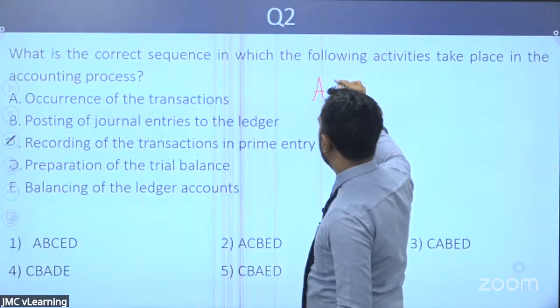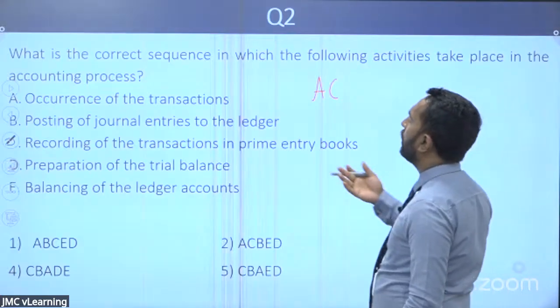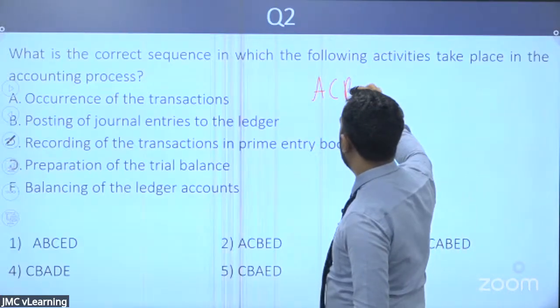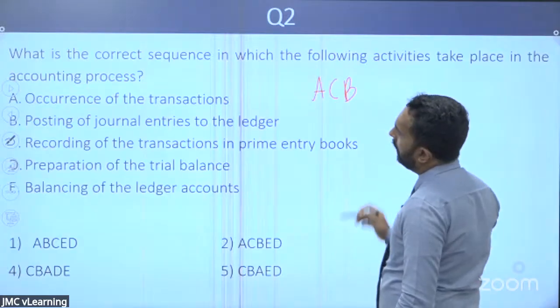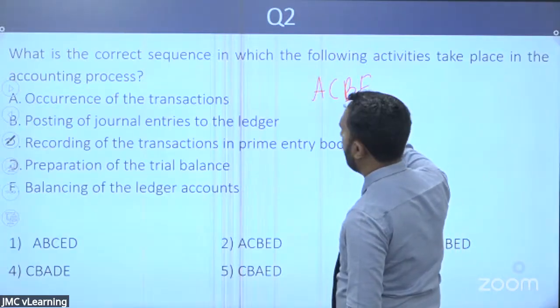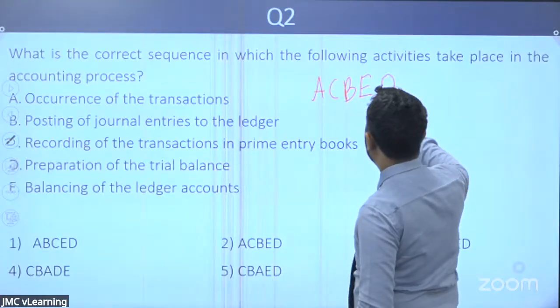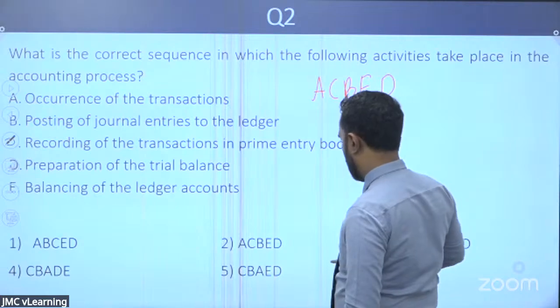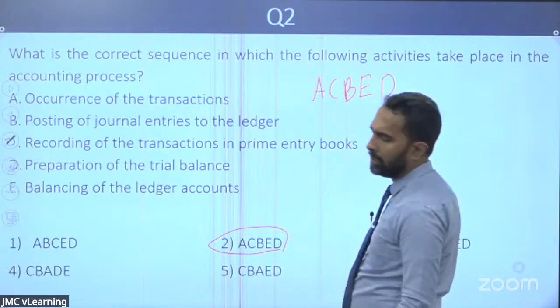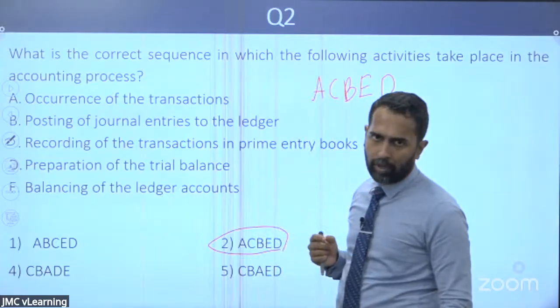So that is C. Afterwards, you are going to post them to the general ledger. So B is the answer. Then you need to balance the ledger, that is E. And finally, you need to prepare the trial balance. So ACBED. ACBED, number 2, is the correct answer. Okay, right.